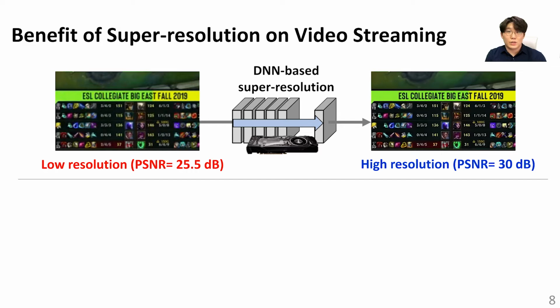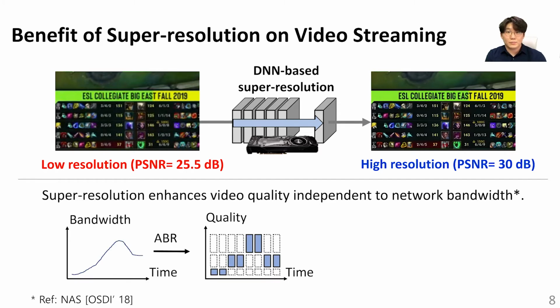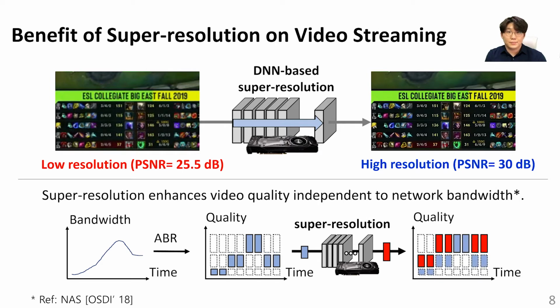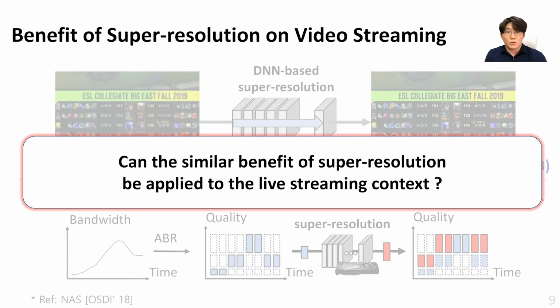Recent advances in neural-enhanced video delivery present a unique opportunity to enhance video quality by applying DNN-based super resolution on video frames. Leveraging the great benefit of DNN-based super resolution, NAS shows that super resolution enhances video quality independent of network bandwidth. It uses the client computation and applies super resolution DNNs to the downloaded chunks. Inspired by the previous work, we ask ourselves, can a similar benefit of super resolution be applied to the live streaming context?